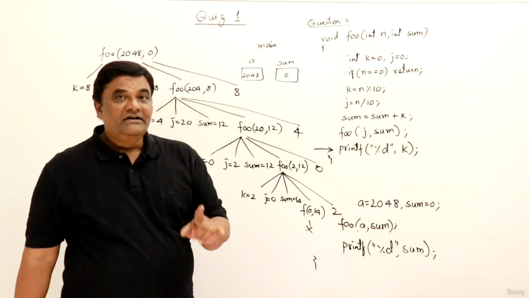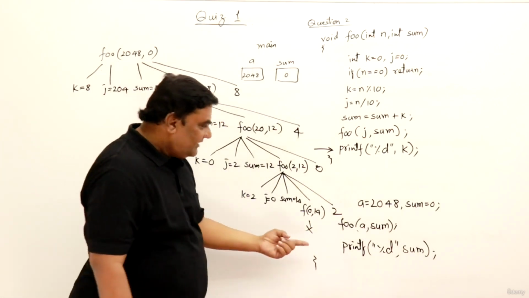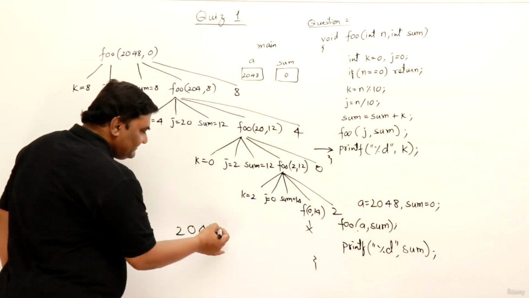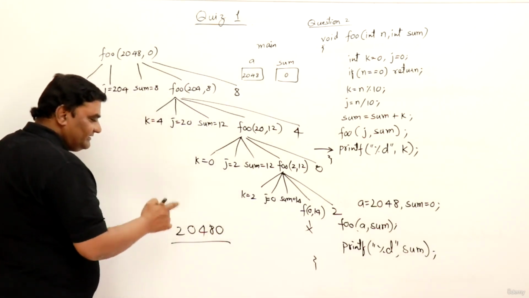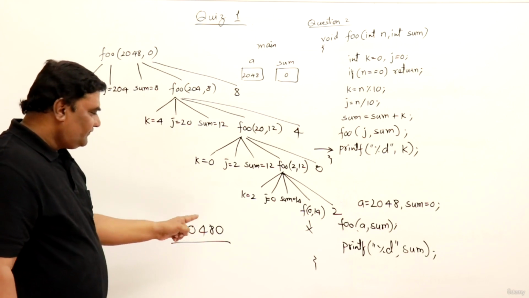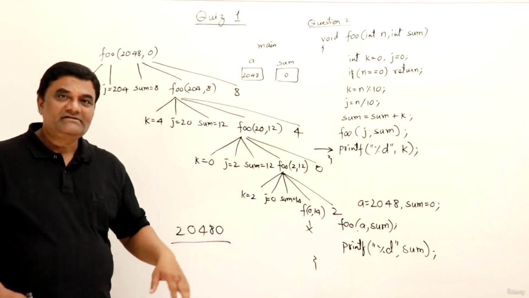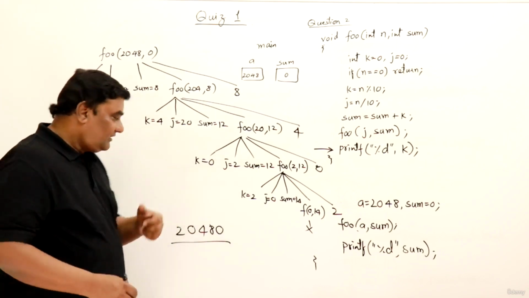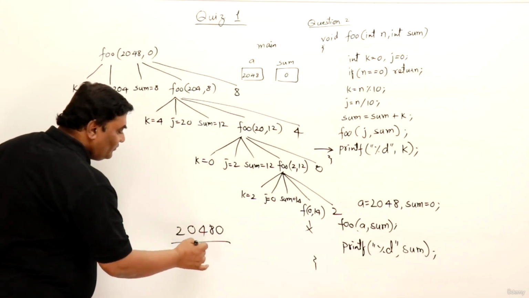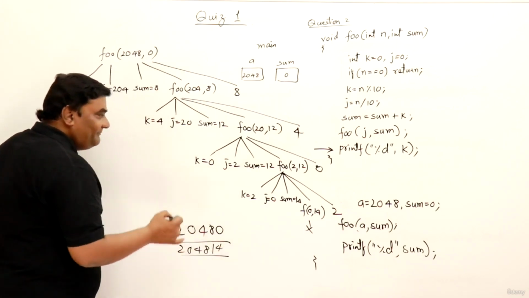It is called by value. It is not modified. So print sum is 0. Yes, this is the answer. 2048 and 0 is printed. If you got this answer, then it is perfect. If you got the answer 2048 and 14, it means you have made a mistake.